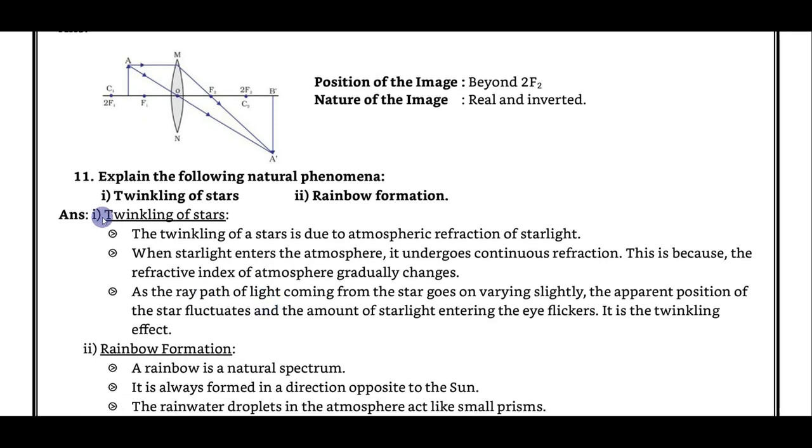Explain the following phenomena: twinkling of stars and rainbow formation. Twinkling of stars is due to atmospheric refraction of starlight. When light from the stars enters the atmosphere, it undergoes continuous refraction. This is because the refractive index of the atmosphere gradually changes. Because of this, there is an apparent change in the position of the stars, and the amount of starlight entering fluctuates, so the light flickers. This is the twinkling effect of the star.